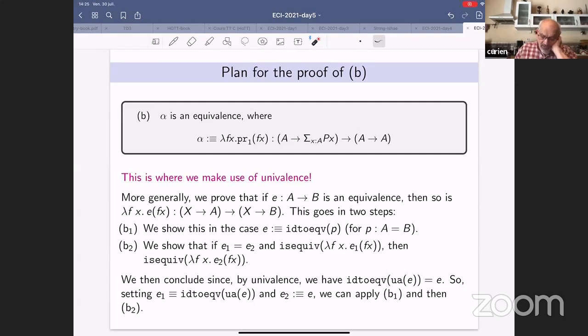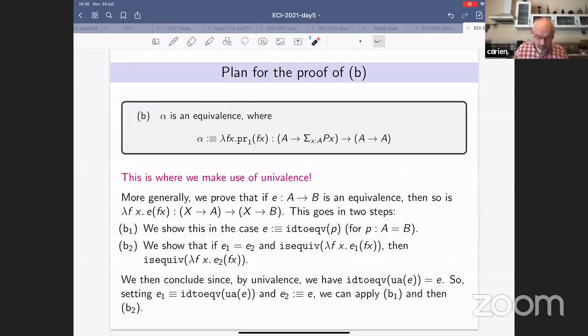Okay, and then a second thing we will show, and this is going to be very easy because it's a business of transport. It's why it's so nice to have a propositional equality. So the property B2 says that if E1 and E2 are equal in their function type, and if the function induced by E1 happens to be an equivalence, then the other one is an equivalence. Okay, so suppose we have proved B1 and B2. Let me show you that we have finished.